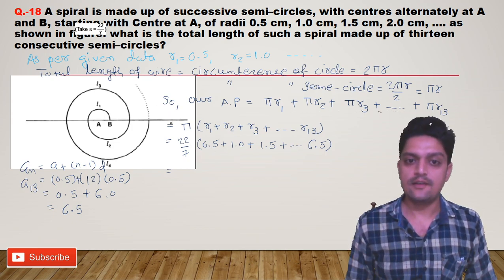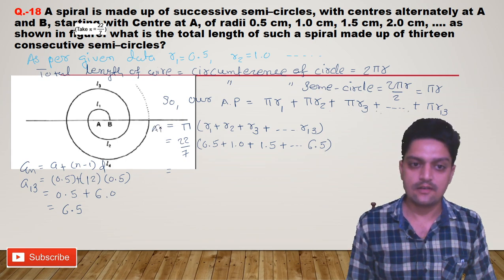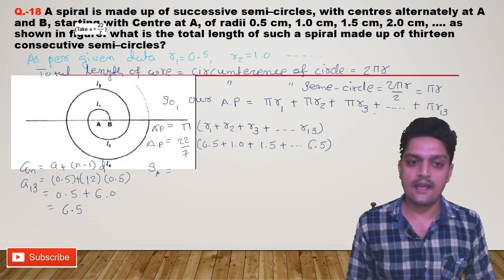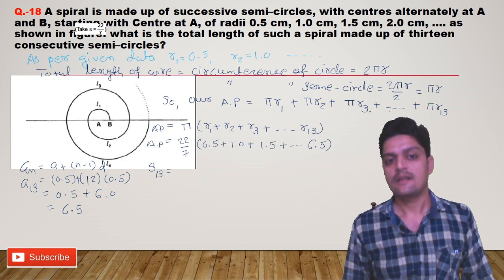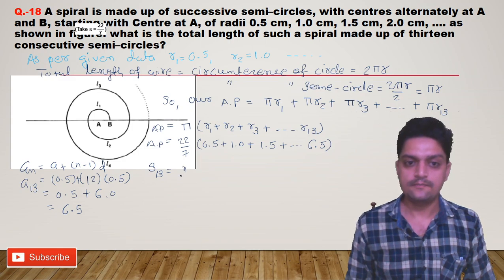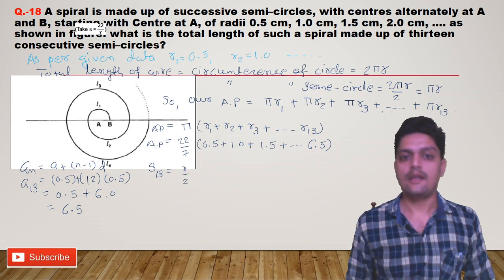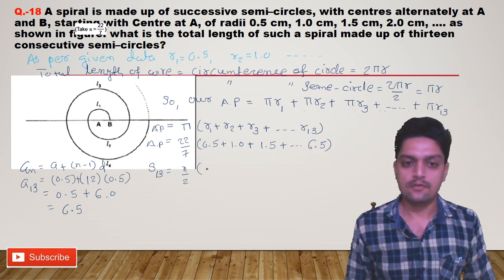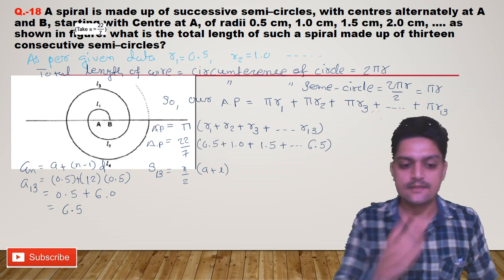Okay, this is your AP. So see, this is your AP, and now what you have to find? S13 you have to find. Okay, so S13 is what? n by 2 into a plus l.